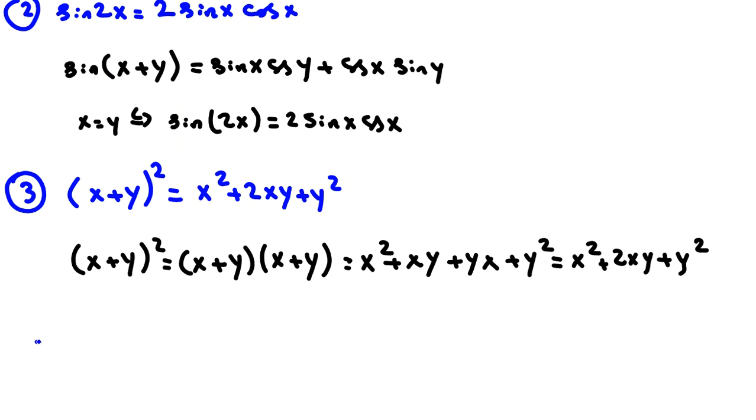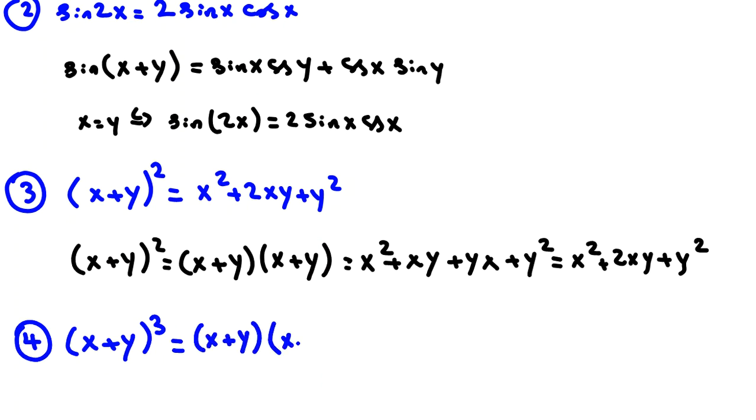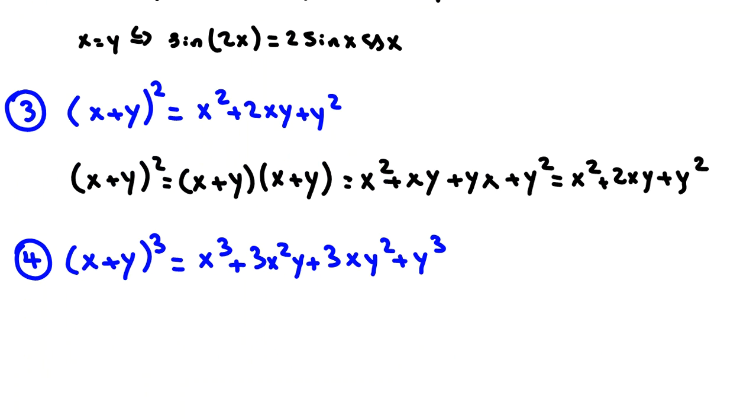The fourth one is what? x plus y cubed. Let me write that first. It is equal to x cubed plus 3x squared y plus 3xy squared plus y cubed. And then we prove it.